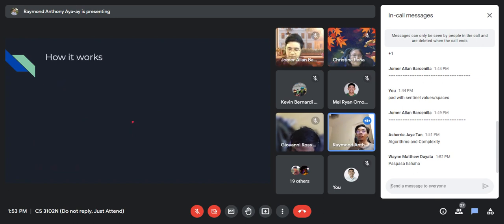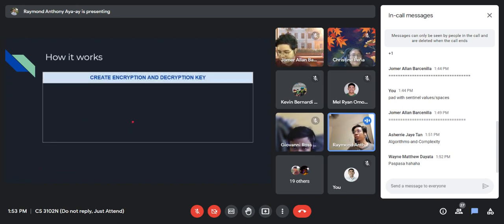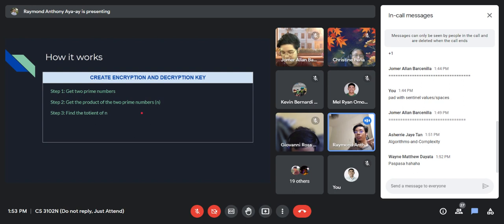So this is how the algorithm works. First, we need to create our encryption key and decryption key in 5 steps. Step one is to get two prime numbers. Step two is to get the product of those two prime numbers, which we will call n. Step three is to find the totient, which I'll describe later in further slides. After we get the totient of n, step four is where we select a number for our encryption key. And lastly, step five, after getting the encryption key, is to get the decryption key.